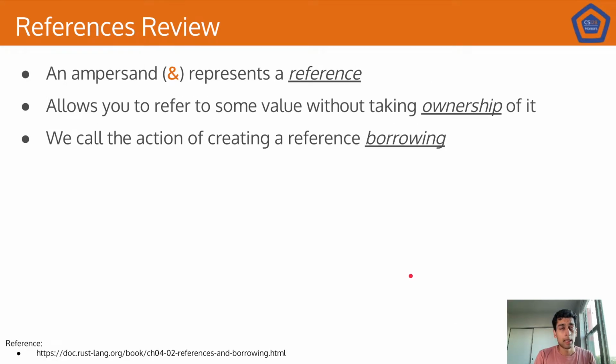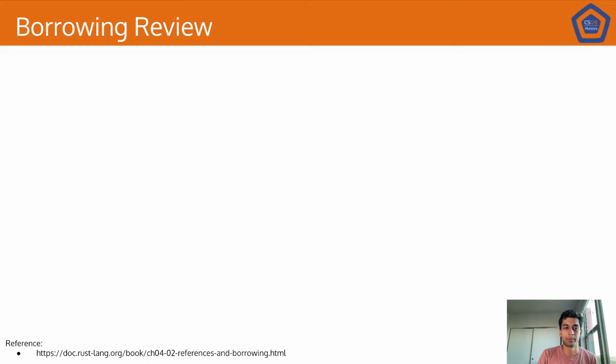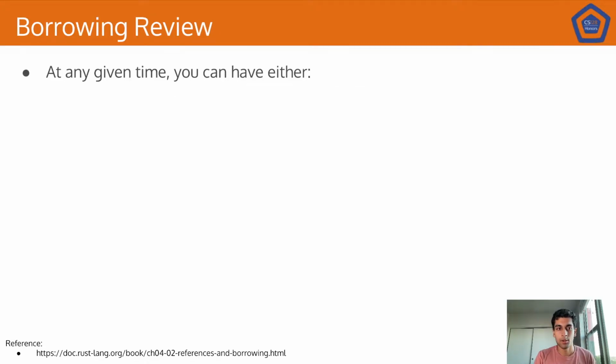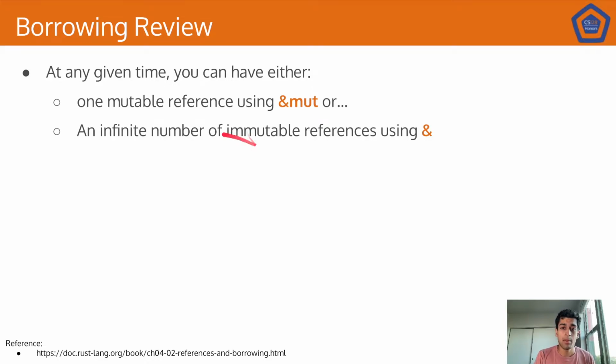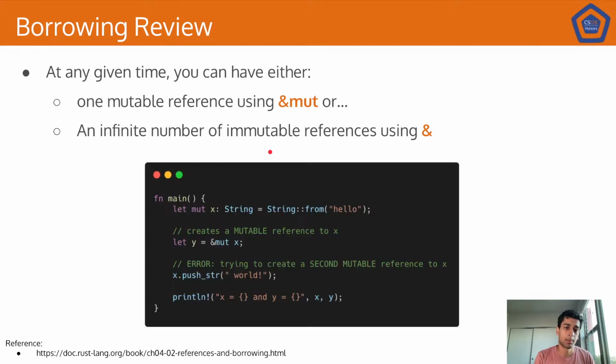And then borrowing and references, so an ampersand represents a reference. You can refer to some value without taking ownership of it. And so when you're creating a reference, you're borrowing some data. And so at any given time, you can have either one mutable reference using &mut, or an infinite number of immutable references using ampersand.